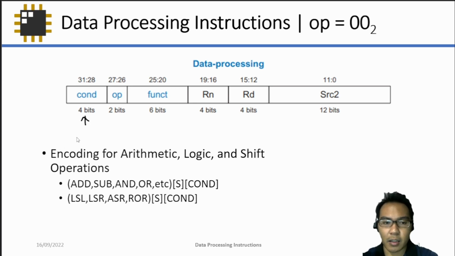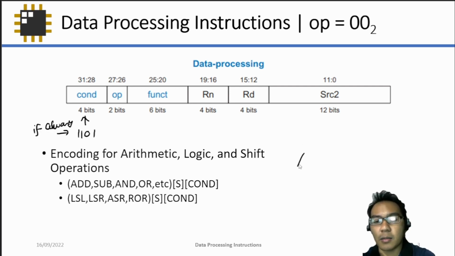Okay, so what's condition? Condition is basically, you may have seen it in the instructions lectures. Condition is usually 1101 if always. So for example, if you have the add instruction, there's an implied condition here that's always true, which is 1101. There are other conditions. You can consult the ARM ISA, the ARM instruction set document from last week, in order to see all the conditions. It's somewhere in there.